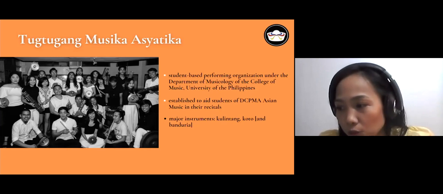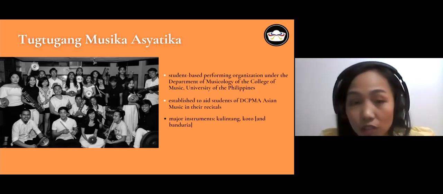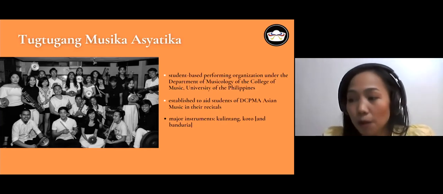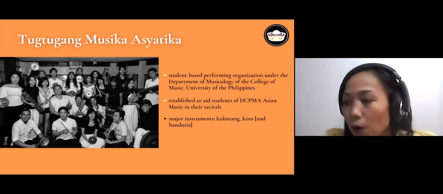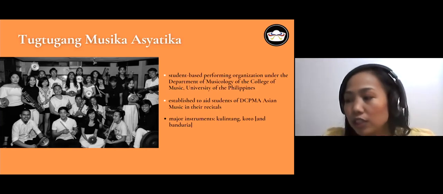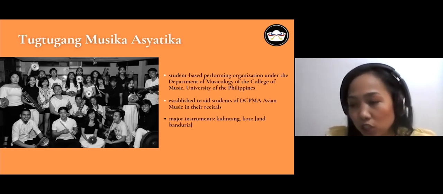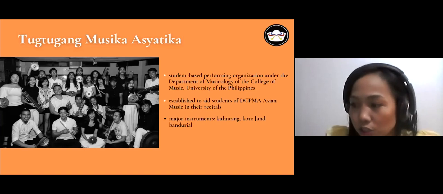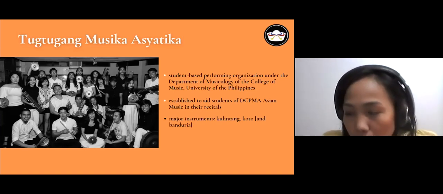DCPMA Asian music students each have their own instrument of concentration, that is, either the kulintang from Mindanao, the Japanese koto, or the Philippine bandura. These three major instruments can also be chosen as a minor instrument of concentration in addition to any instruments from the Chinese zheng and Kalinga bamboo instruments. Students learning these instruments are taught by local practitioners in a one-on-one apprenticeship manner.